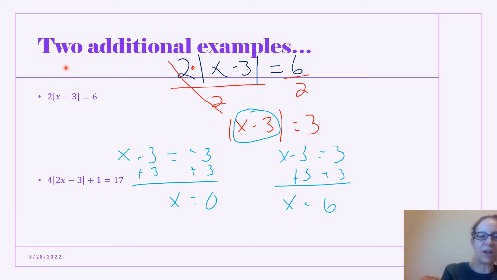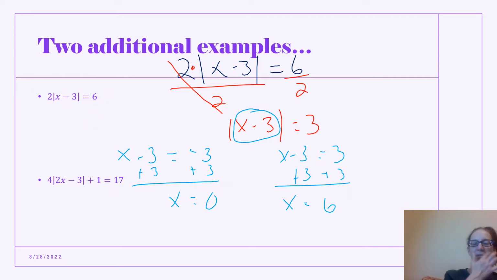And we can do a quick check. 0 minus 3 is -3. The absolute value of -3 is 3. 2 times 3 is 6. 6 is equal to 6. 6 minus 3, I'm checking the 6. 6 minus 3 is 3. The absolute value of 3 is 3. 2 times 3 is 6.